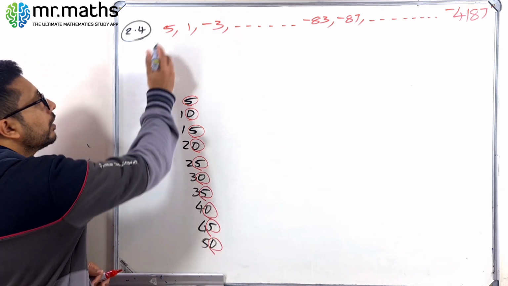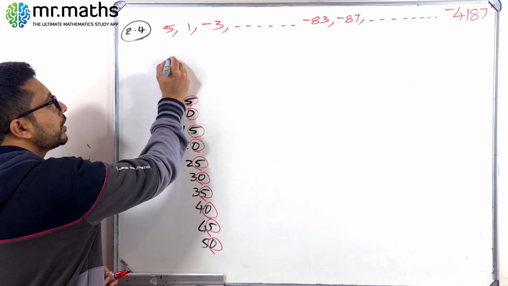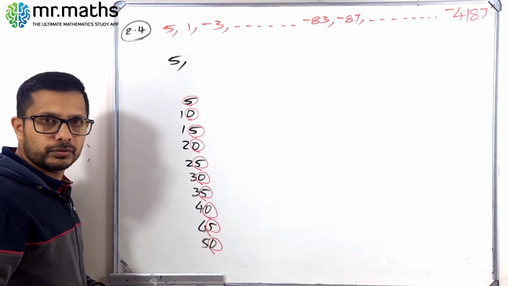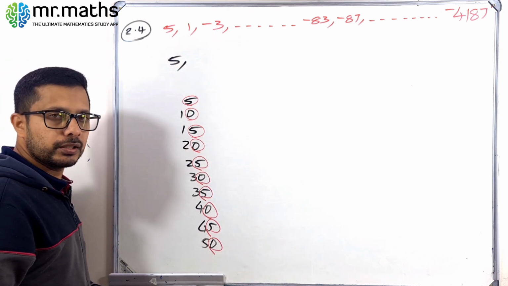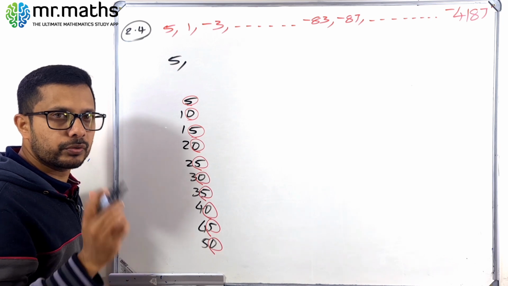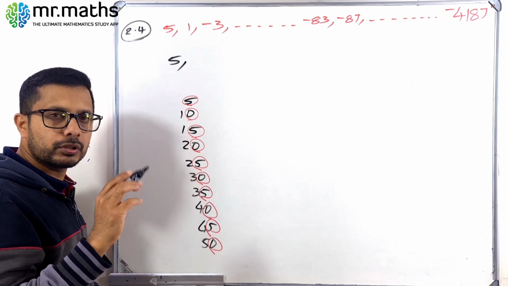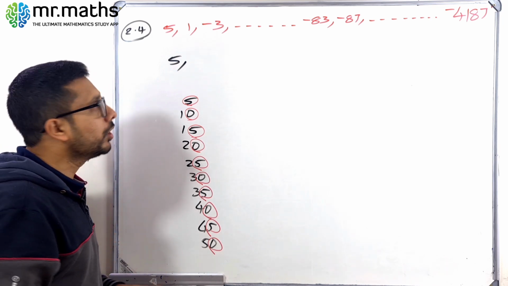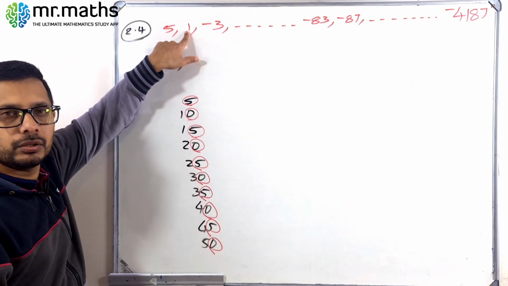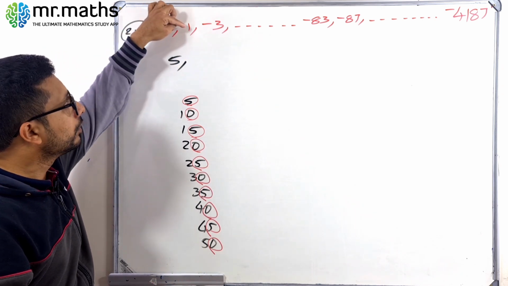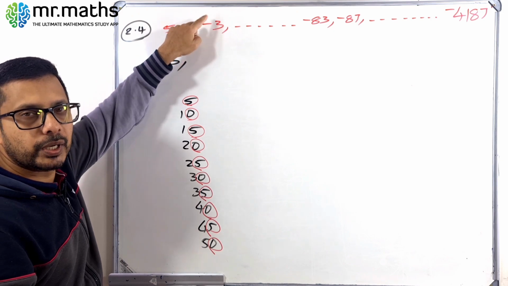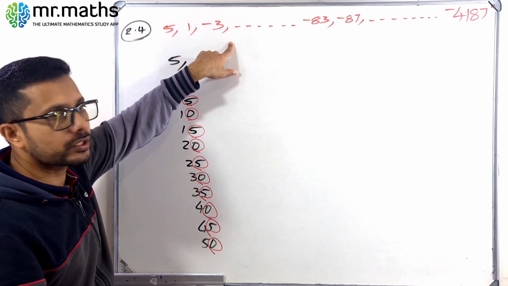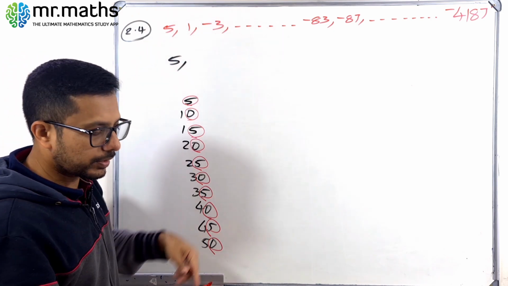So here, the first number is 5, that is divisible by 5. Okay, now don't forget, what is the common difference? It is minus 4. From the previous question, do you remember we wrote the common difference as minus 4. So how can you get this one? 5 minus 4, that is 1. Okay, then 1 minus 4, that is minus 3. Minus 3 minus 4, that is minus 7.